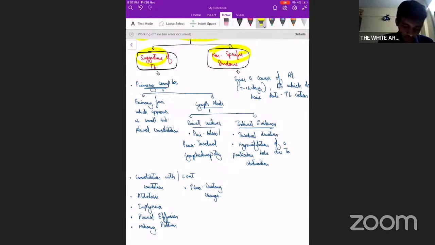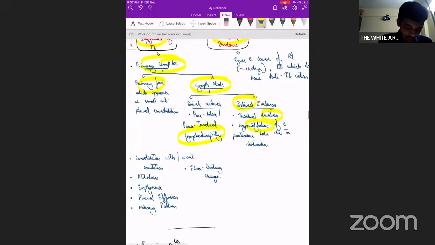So what are such lesions? One is the primary complex, as we have already seen before. In the subpleural location, we'll have a primary focus of consolidation, and in the hilar and paratracheal region, we can have lymph nodes. Either it can be direct evidence of lymphadenopathy in the perihilar or paratracheal region, or we can have indirect evidence by tracheal deviation, or hyperinflation of a particular lobe because of the lymph node compressing that particular bronchus. All these things can be indirect evidence.